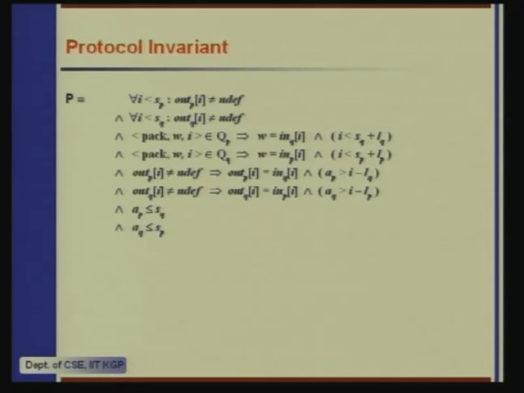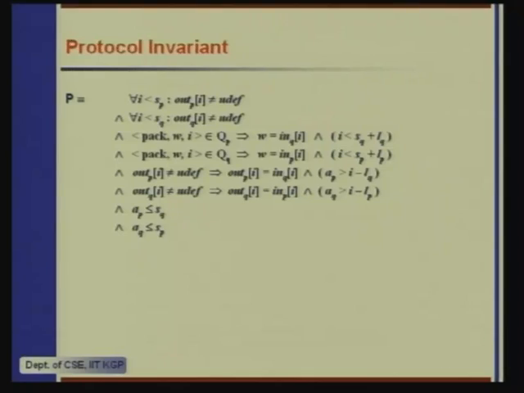Now, how do we show this? So, for proving invariants, what we do is we look at the initial state of the protocol and then show that every action, assuming that the invariant holds before the action is taken, the invariant holds after the action is taken, right, throughout the protocol. That will guarantee that the invariant holds always.